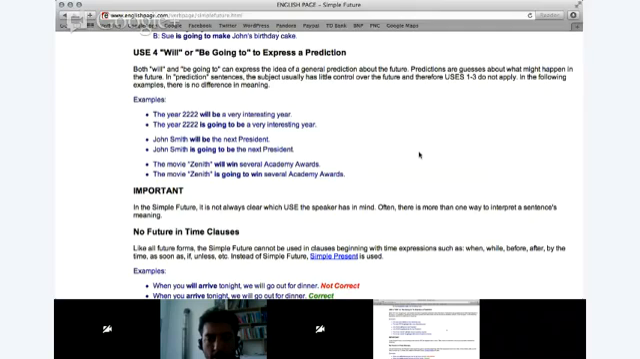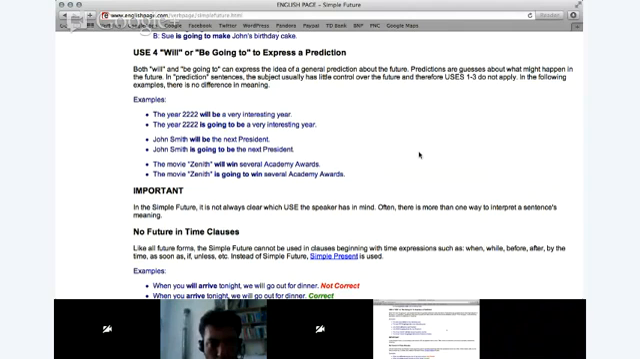Okay. Awesome. Both will and be going to can express the idea of a general prediction about the future. Predictions are guesses about what might happen in the future. In prediction sentences, the subject usually has little control over the future and therefore uses one free do not apply. Apply? Apply. Apply. In the following examples, there is no difference in the meaning.